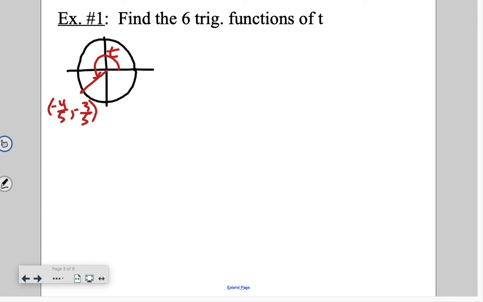So given this unit circle, okay, granted, -4/5 and -3/5 are not points on the unit circle like the nice values, but they are on a unit circle. Okay, so given that picture, we're going to find the 6 trig functions of that angle t. We're going to find the sine of t, cosine, all that kind of stuff.